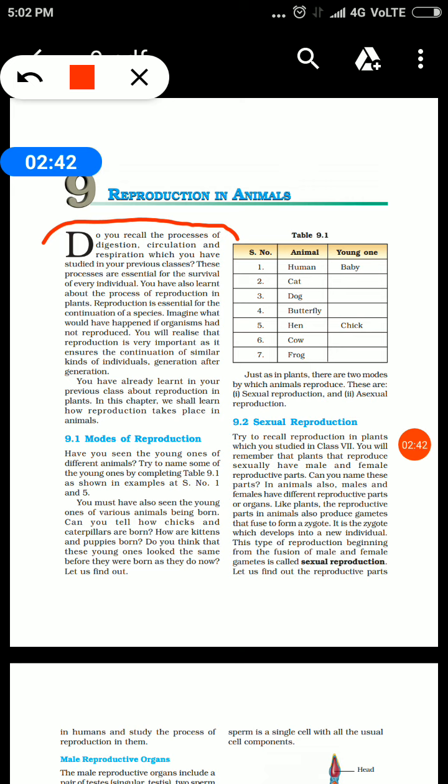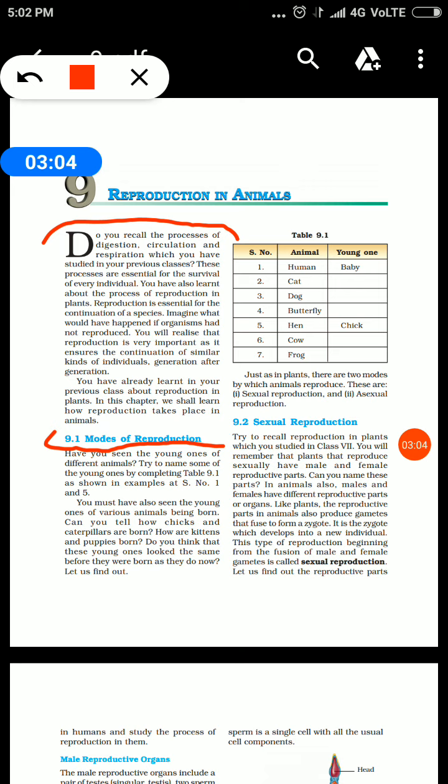And the difference is that digestion and circulation, all these processes are needed for the survival, but reproduction is not needed for survival. We can live without reproduction, but for the continuation of species, we need reproduction. So after that we'll start with the modes of reproduction. Now what are the different modes of reproduction?